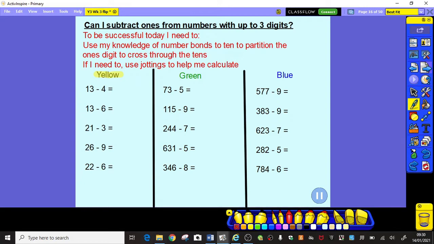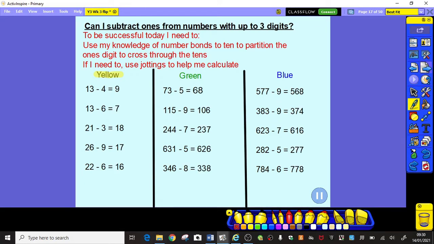Okay, pause the video. How did you get on while you do these questions? Grab yourself a pen. You don't have to do all of them. You choose your challenge. If you got any of them wrong, have another look at them or use your jottings to work it out again and see where you went wrong, because that is always helpful for our learning.